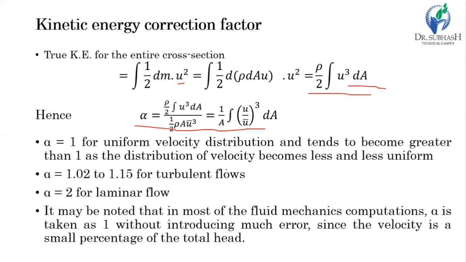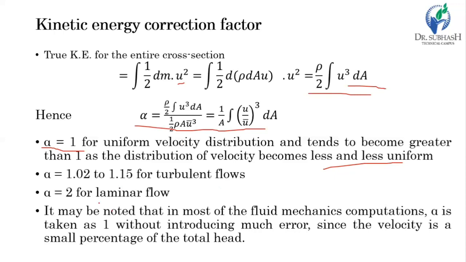Now let's see what the value of alpha is. Alpha equals 1 for the uniform velocity distribution and tends to become greater than 1 as the distribution of velocity becomes less and less uniform. In most cases, some flows have a uniform velocity distribution, though not every case. In that case, we can take alpha equal to 1, as there is no difference between average velocity and actual velocity. Alpha is greater than 1, say 1.02 to 1.15, for the turbulent flow, in which velocity is very high and varies across the section.